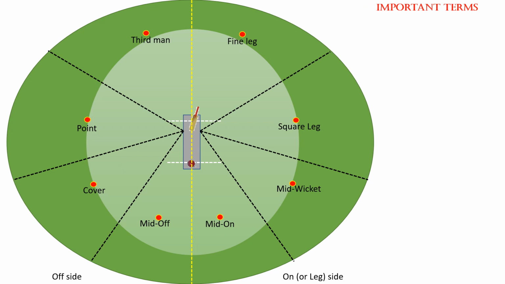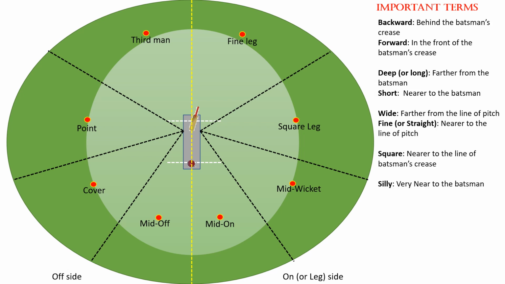Now let's understand important terms in the fielding or positioning of the field. Let's draw a line vertically which divides the ground into two parts, and the pitch is also divided into two parts. Let's call this line, which is colored yellow here, the line of pitch. Then there are a couple of important terms like short, which means moving nearer to the batsman. Similarly, forward means in front of the batsman's crease, backward means behind the batsman's crease, and so on. The 30-yard circle area is also called the infield area, and the area outside the 30-yard area is called the outfield area.